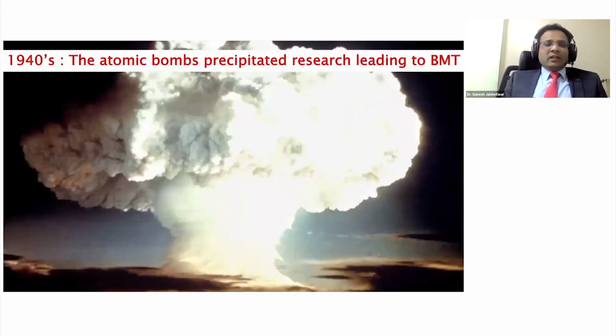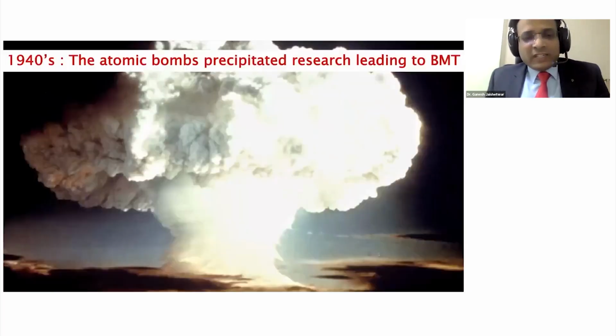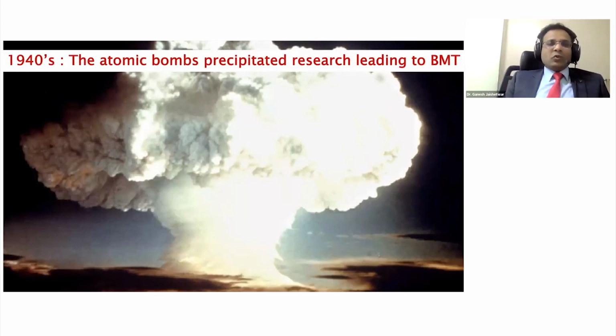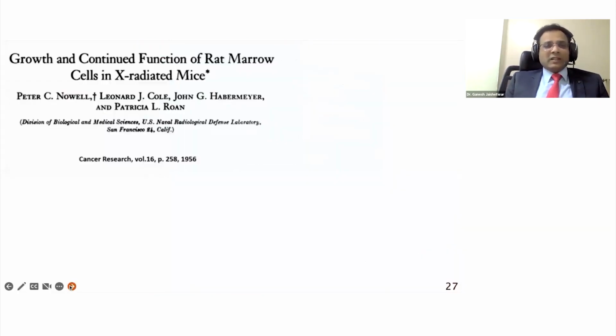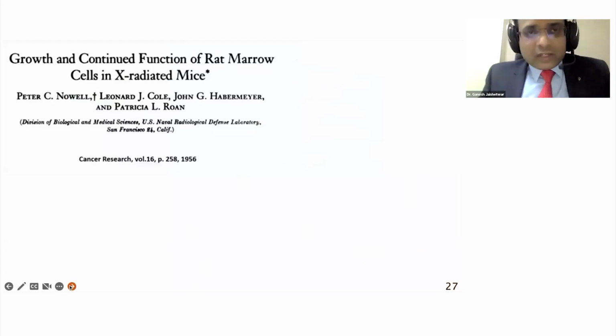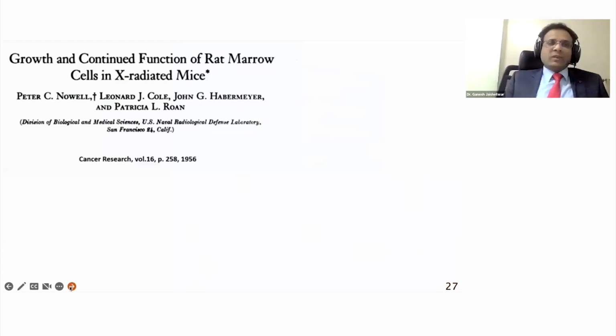So bone marrow transplant as a specialty, the technique and the procedure, took off after the 1940s atomic bombs in Hiroshima and Nagasaki, Japan, which precipitated immense research in the field leading to bone marrow transplant. So you can see the earlier reports, 1950s: growth and continued function of rat marrow cells in lethally irradiated mice, again by Peter Nowell from the US Naval Radiological Defense Lab.